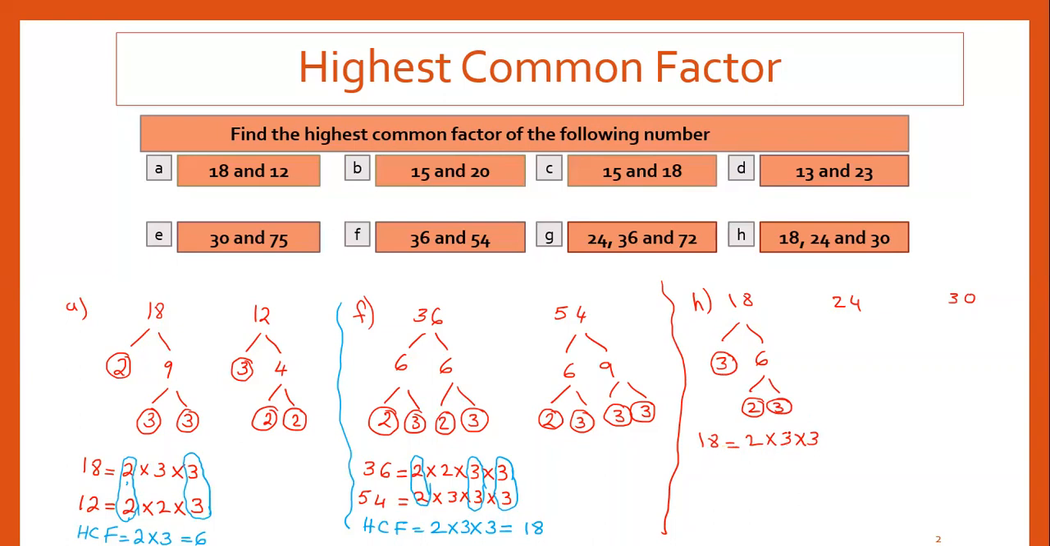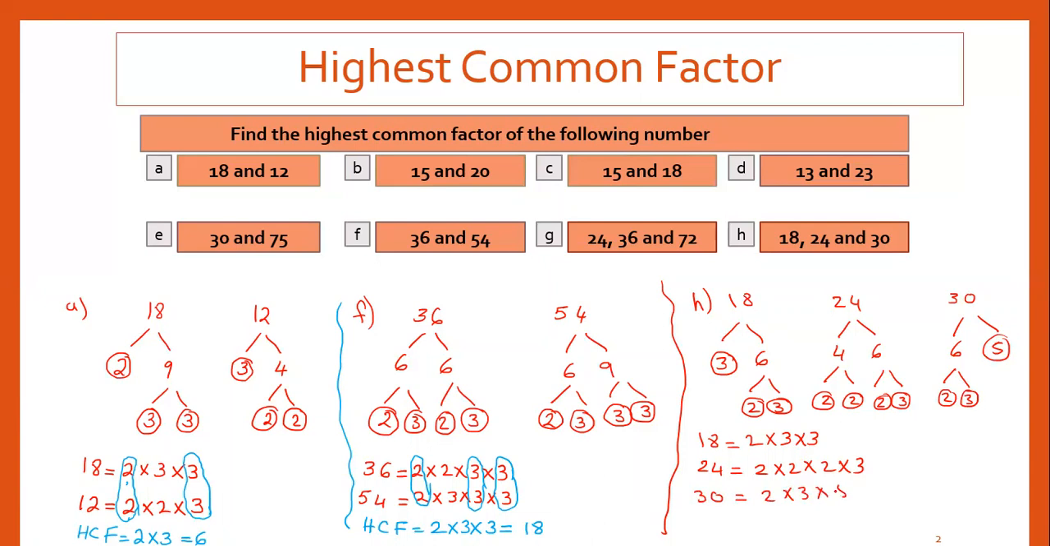So it doesn't matter which two factors you start with, at the end, you will only get the same prime factors. So that's for the 18. 24: 4 times 6, neither is prime. 4 is 2 times 2, both are prime. And 6 is 2 times 3, and both here are prime. So I can tell that 24 is 2 times 2 times 2 times 3. 30 is 6 times 5. 5 is prime, and 6 is 2 times 3. Both are prime. So I'm going to write 30 as 2 times 3 times 5.